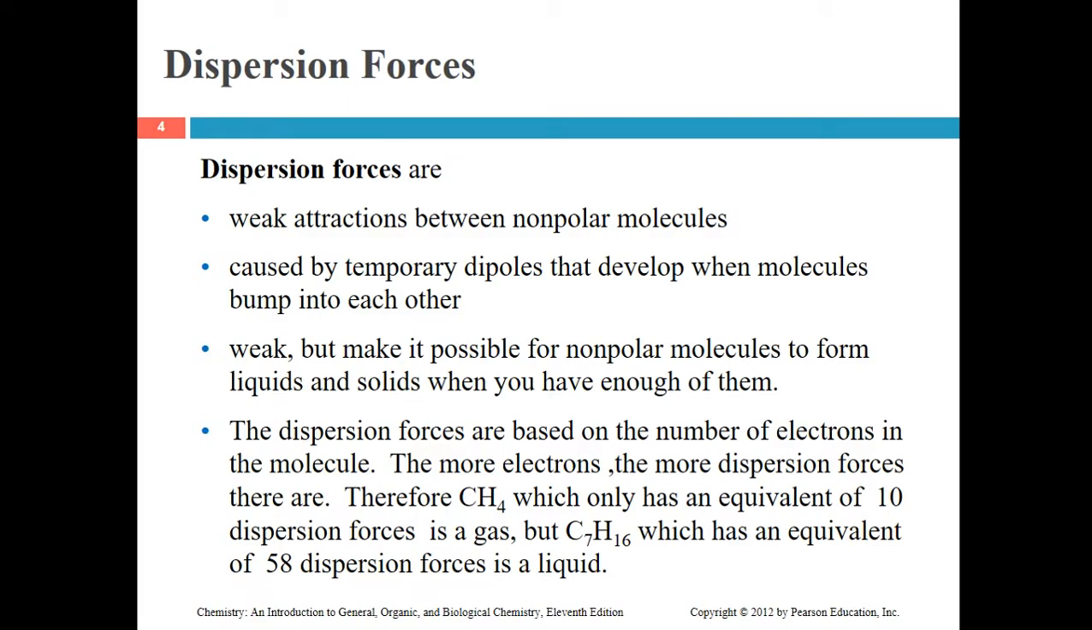But by this time, if you count up how many electrons there are in this molecule, 58, this is a liquid, and this is one of the components of the gasoline you pour into your car to make your car go, okay? But you know that it has to be big enough, if it only has dispersion forces, for it to be a liquid at room temperature.